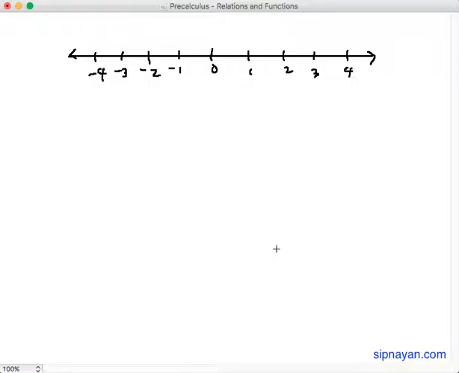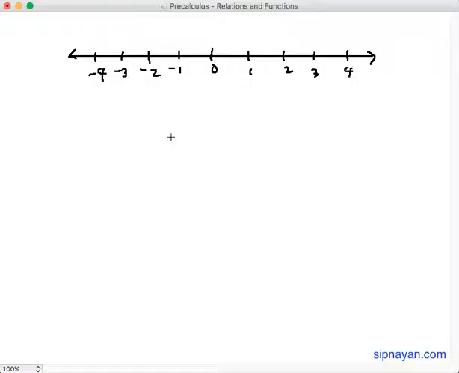Kung nakikita nyo sa inyong screen, meron tayong number line and I think you are all familiar with the number line. Pinag-aaralan na natin siya. Numbers at the right of 0, sila ay mga positive numbers at yung mga nasa left naman ng 0, sila naman yung mga negative numbers.